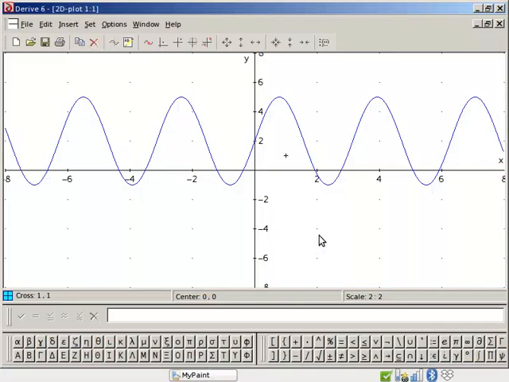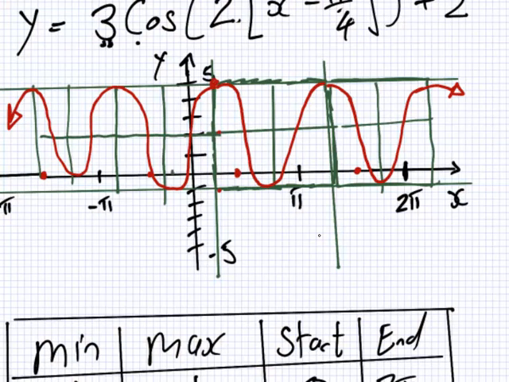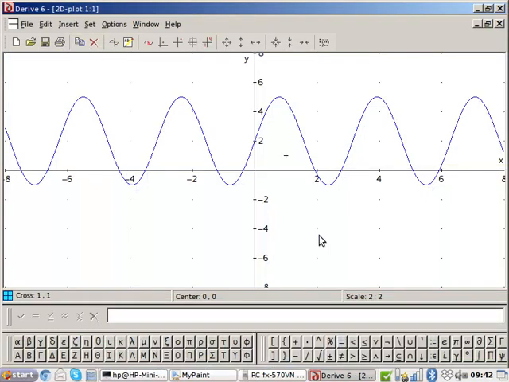Identical. Can't tell the difference. Yeah. Not too bad. Not too bad.